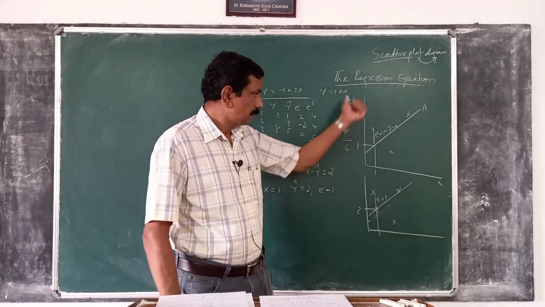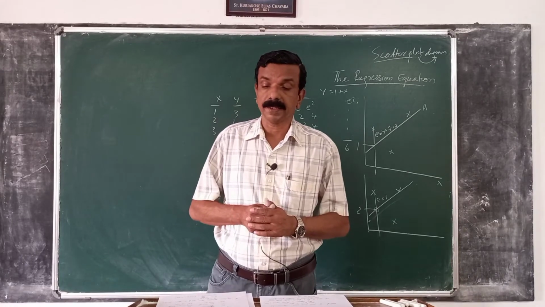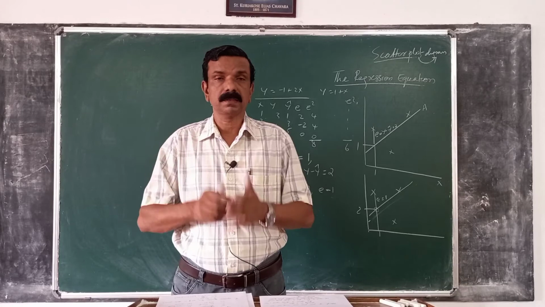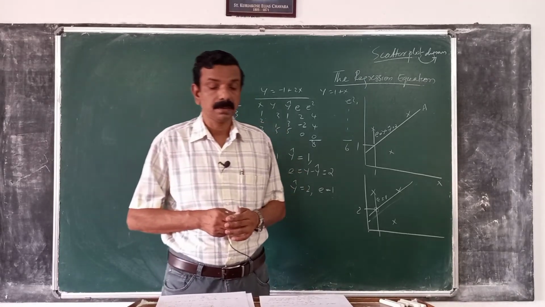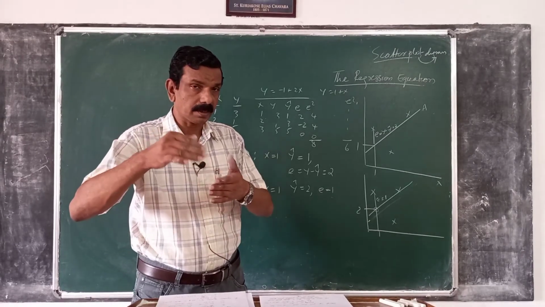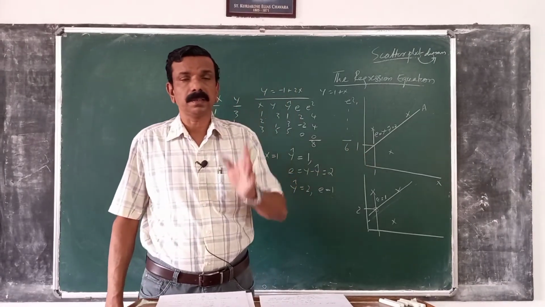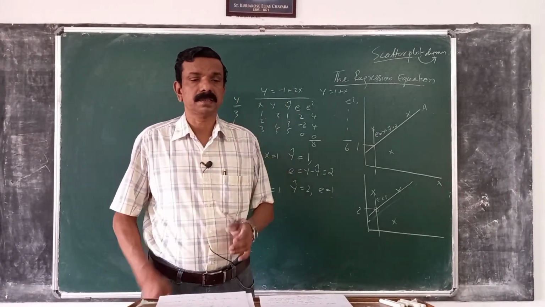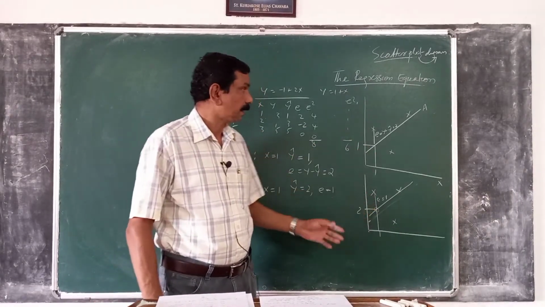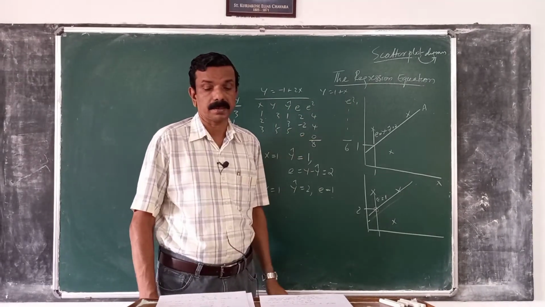Now, given this definition, we define what is a regression line. A regression line is the line that best fits a set of data points according to the least squares criterion. So, the regression line is the line which we fit using the least squares criterion. It is the line of best fit. And what is a regression equation? The equation of the regression line. For example, minus 2 plus 2x, 1 plus x, etc.